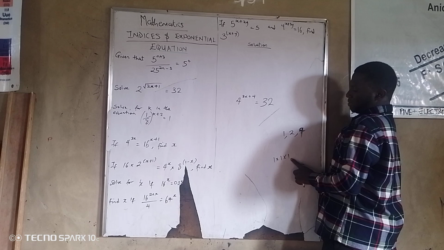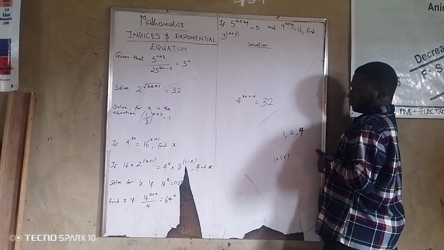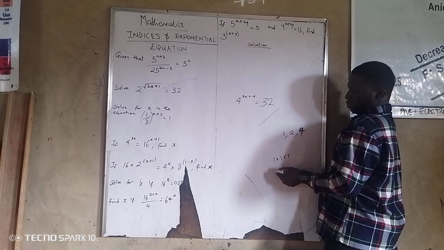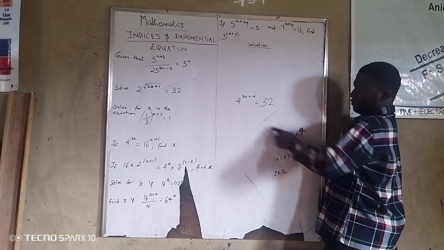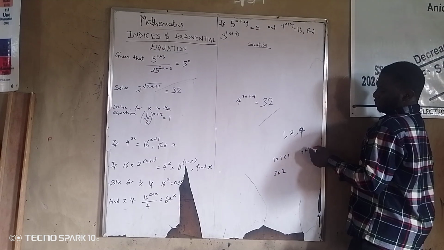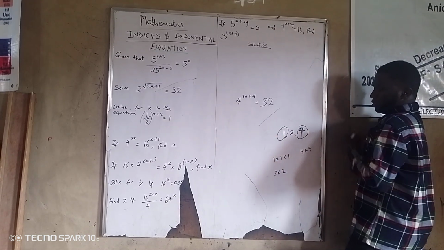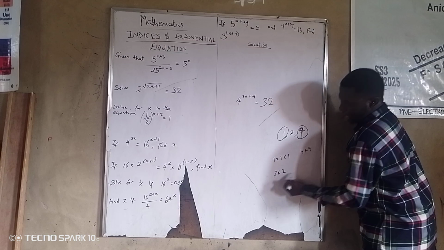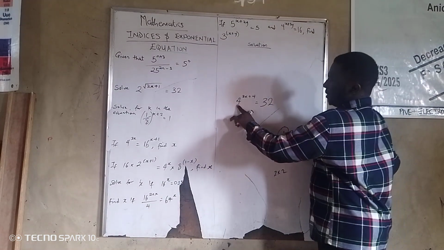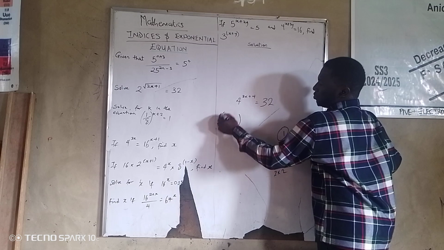When you multiply 1 times 1 times 1, you continue to get 1 continuously. But 2 times 2 can give you 4. And 4 times 4 is already more than 4, so you can't use 1, you can't use 4. So you can only use 2. This 4 here is the same as 2 times 2.